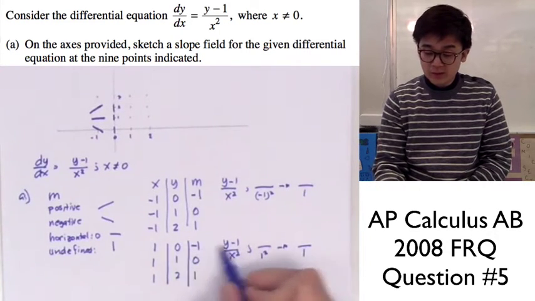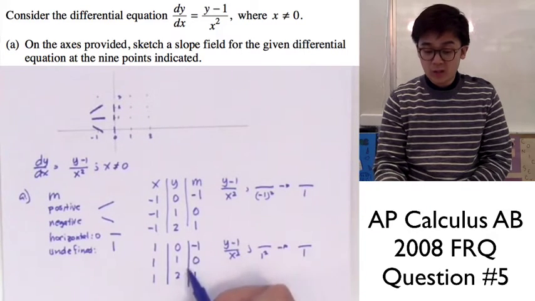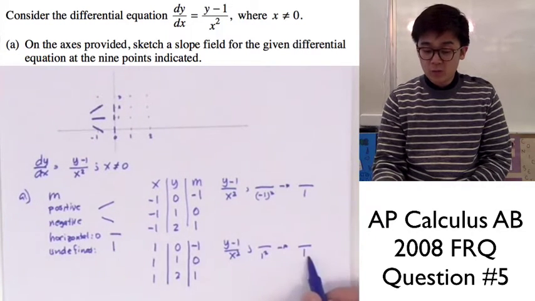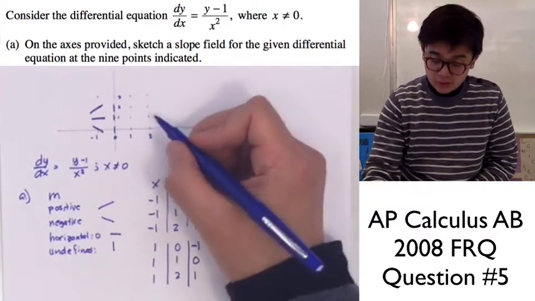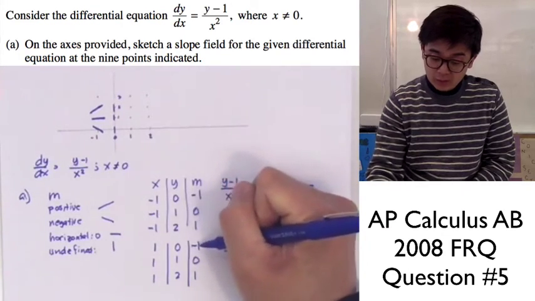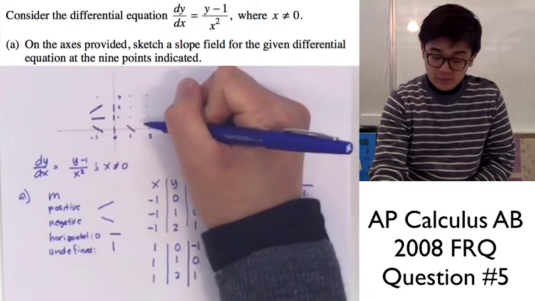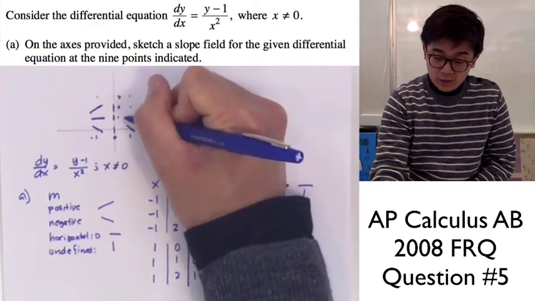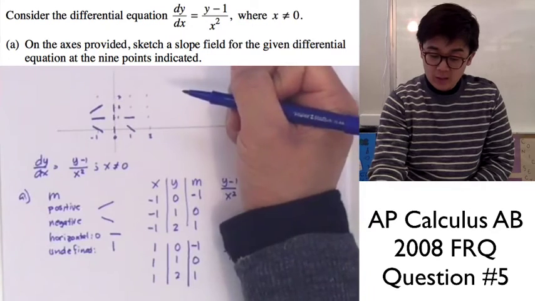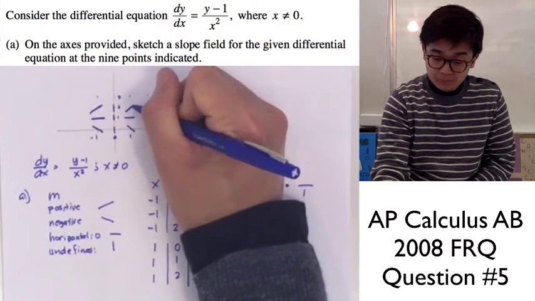Since if you plug in 0 to here, it's going to be negative 1 all over positive 1, which is negative 1, and 1 minus 1 is 0. 0 over 1 is 0, and so on. So we're just going to have these behaviors. At y equals 0, the slope is negative. At y equals 1, it's horizontal because the slope is 0. And at y equals 2, it's going to be a positive slope.